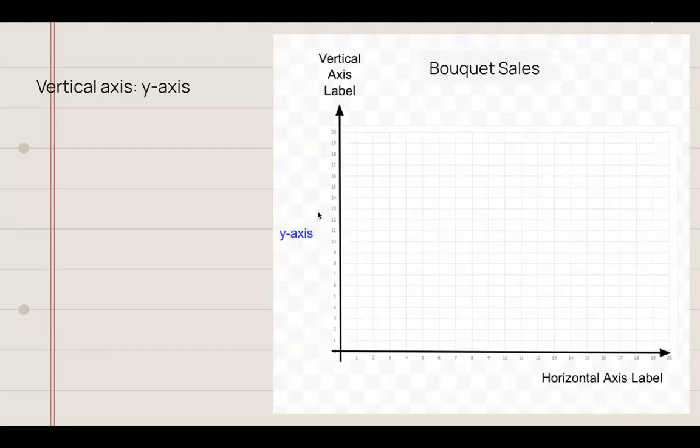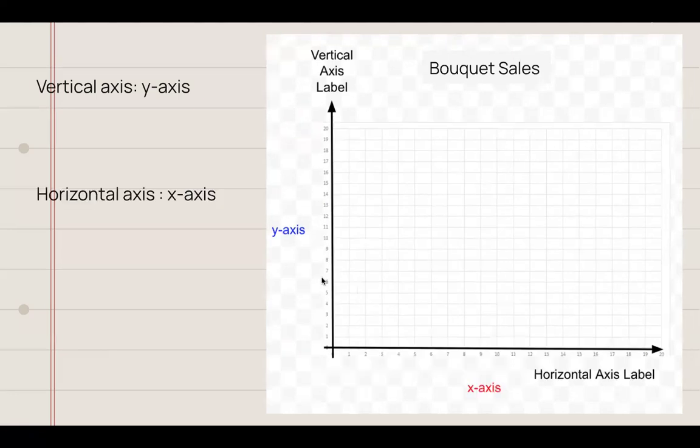Now the vertical axis is what we call the y-axis, whereas the horizontal axis is what we call the x-axis.